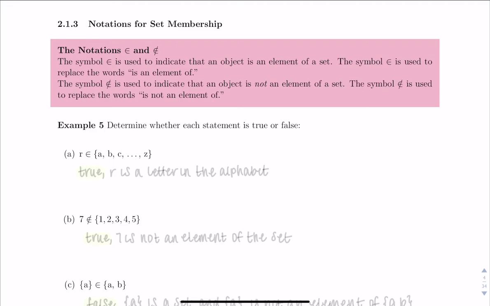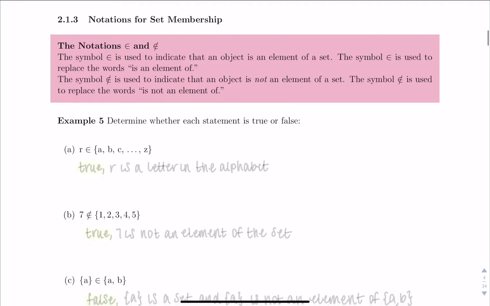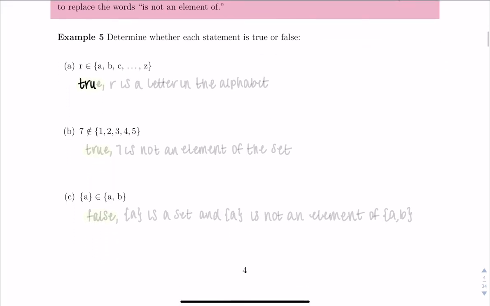So we want to know if the following statements are true or false. Is R an element of A, B, C all the way up until Z? Well, yes, R is a letter in the alphabet, so this is true. Seven is not an element of 1, 2, 3, 4, 5. That is also true because 7 is not in that list of elements of our set.